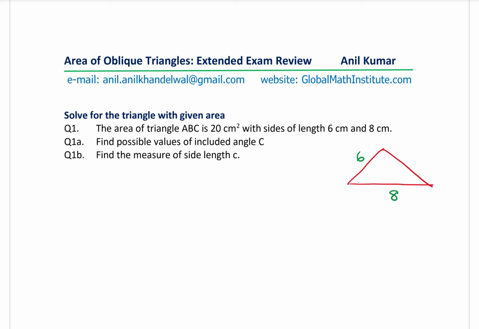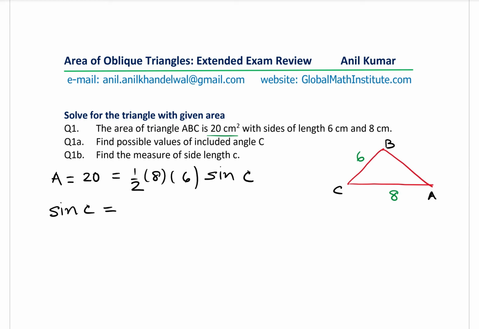And the area here is 20 centimeters square. So we can write down that the area A is equal to 20, which is half of the two sides. Let's call this angle C and these A and B. So half of 8 times 6, we have applied the formula directly, okay, and sine of angle C. Now from here, we can find what the angle C is.